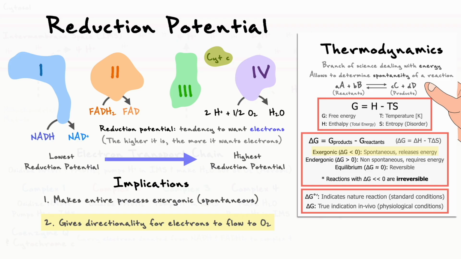Lastly, as you can see in the definition of exergonic, a reaction that is said to be exergonic will release energy along the way, so with the electron transport chain being an exergonic process, this is how it can continuously push protons into the intermembrane space and create a gradient that is so important for oxidative phosphorylation.